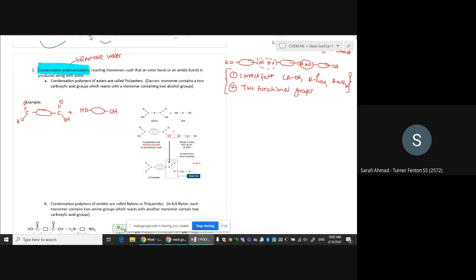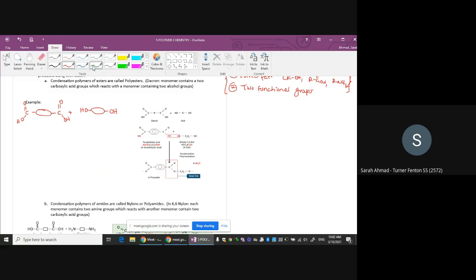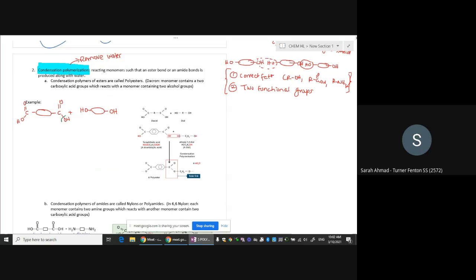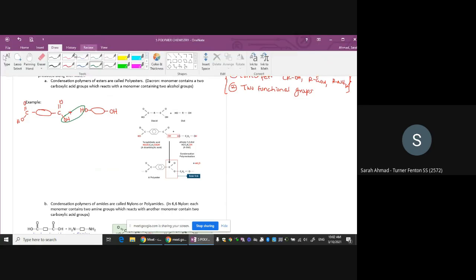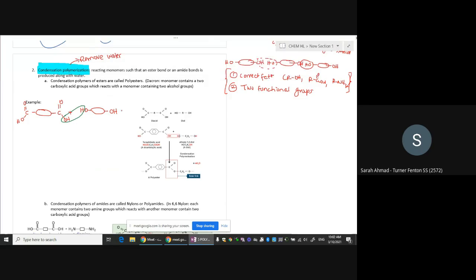So the idea is that when they're together, we can remove a water molecule, and now I've hooked these two together. I could continue this, couldn't I? And I could now add another acid on this side, and I can keep this going.